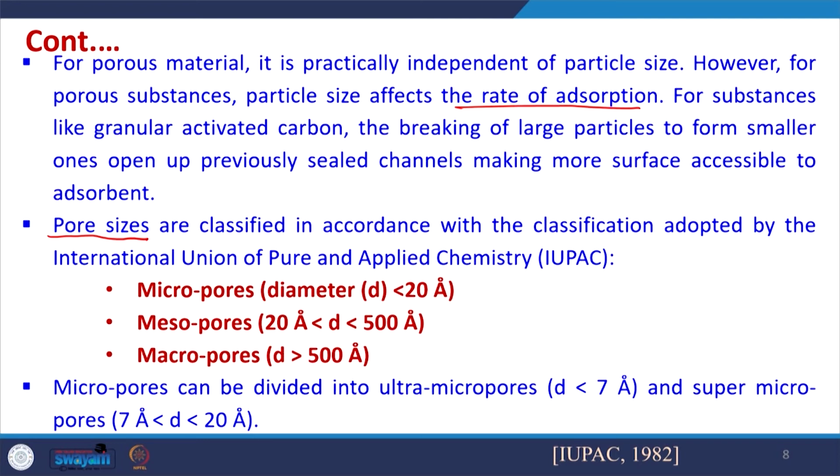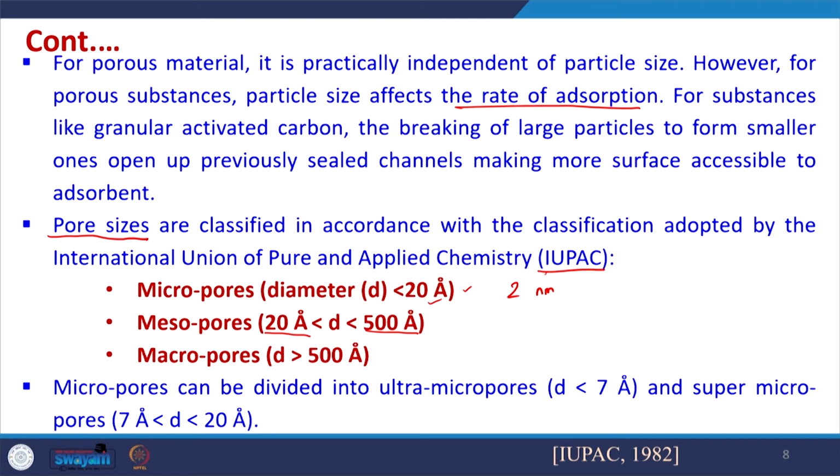So, there is a classification of pore sizes. As per the International Union of Pure and Applied Chemistry, IUPAC, three types of pores are classified. One is micropores, which have a diameter less than 20 angstrom, that means 2 nanometer. Sometimes it is also written in nanometer. Similarly, mesopores have a diameter in the range of 20 angstrom to 500 angstrom, and macropores are those pores having a diameter of more than 500 angstrom.